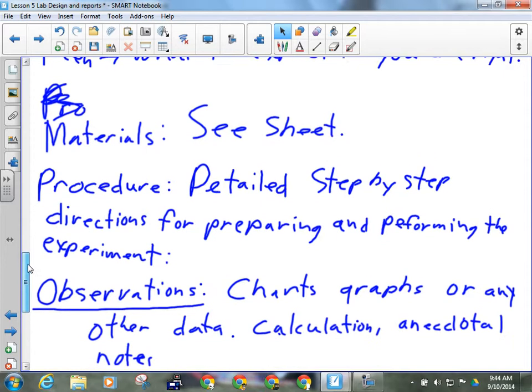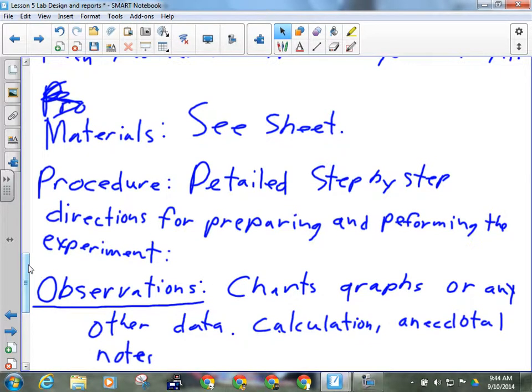Your observations, charts and graphs, or any other data. Usually in the lab report format that you get from me, it'll say data, and in the data section is where you'll need to either build your charts and fill them in, or sometimes they'll be pre-built for you, like the one I showed you this morning, and all you have to do is put your observations in there.